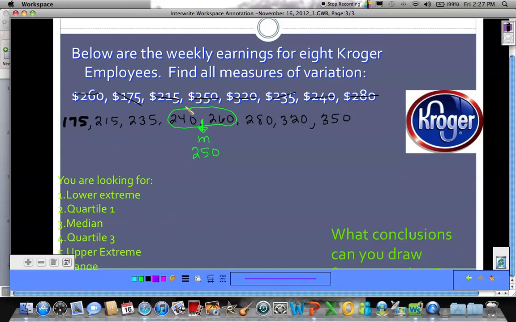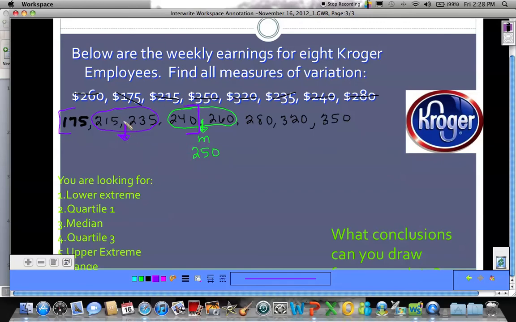Now, anything below the median is the lower half of the data set. So that means that all this below 250 is my lower half of my data. And when I'm looking for Q1 or the lower quartile, I want to find the median of the lower half. So I figure out what is the middle number. Well, these 2 numbers happen to be in the middle, 215 and 235. So my lower quartile falls right in between those 2 numbers.